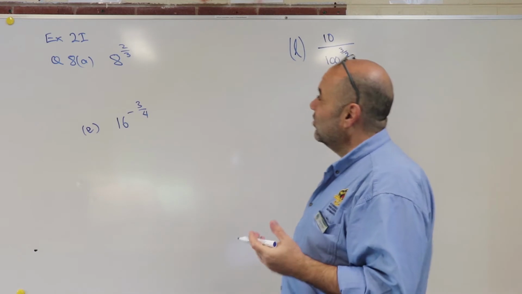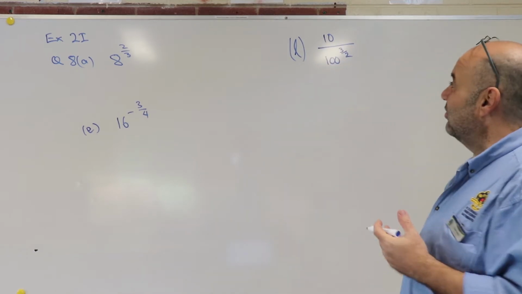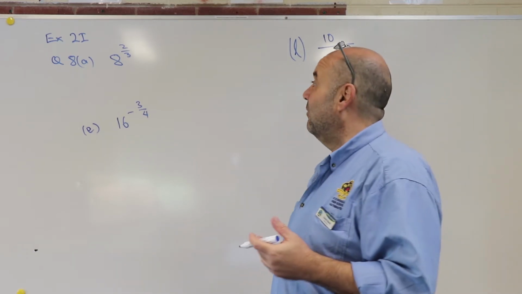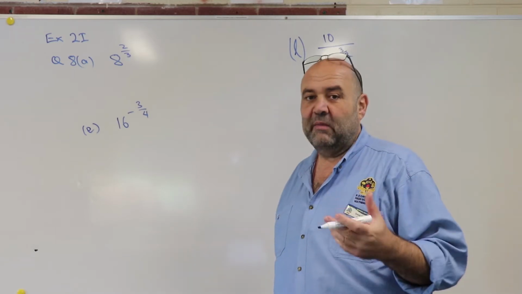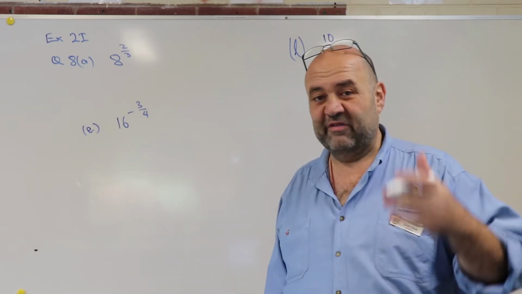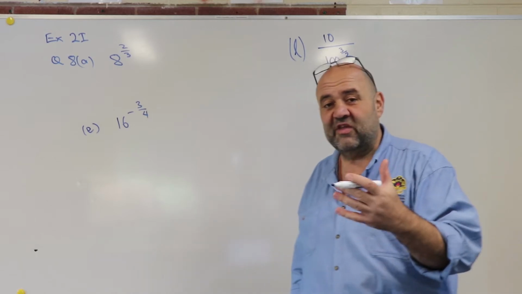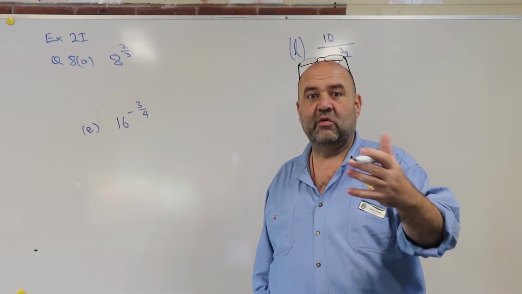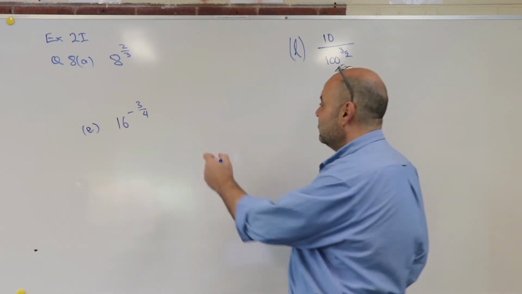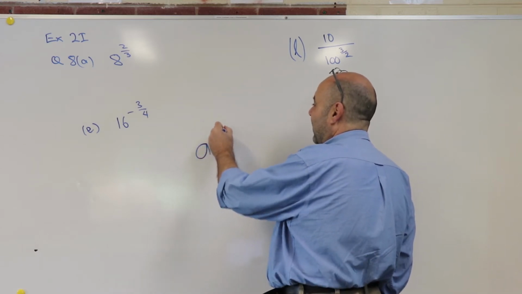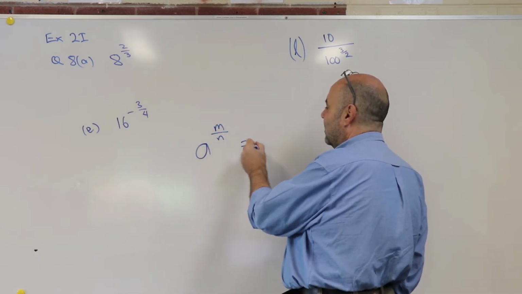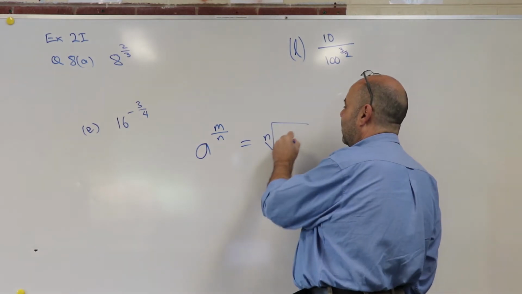So I've got question 8, A, E and L up on the board here behind me. You've always got to remember, always go back to your index laws, go back to your definitions, right? So what's the index law that we use when we're talking about fractional indices? You know, a to the power of m over n is the nth root of a to the m.